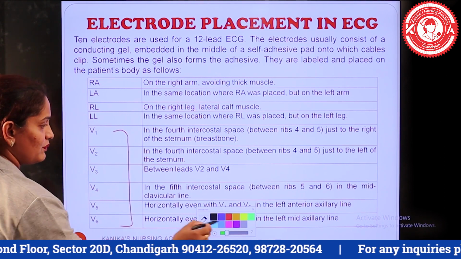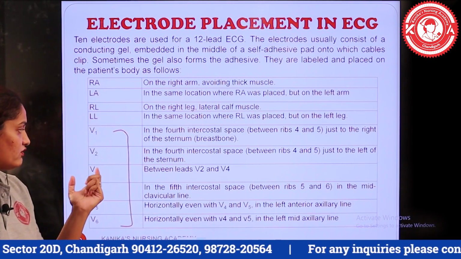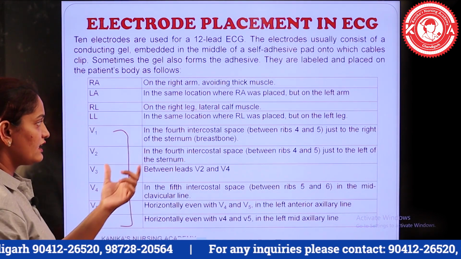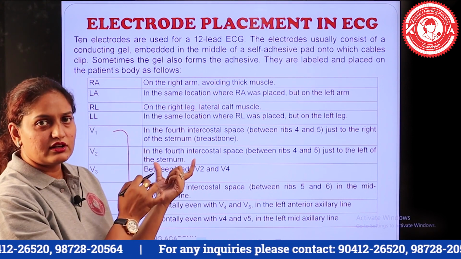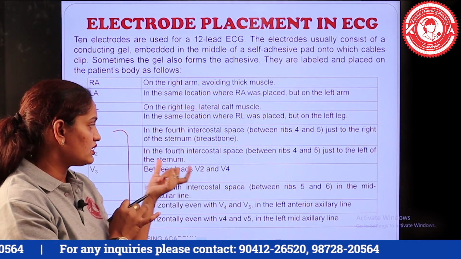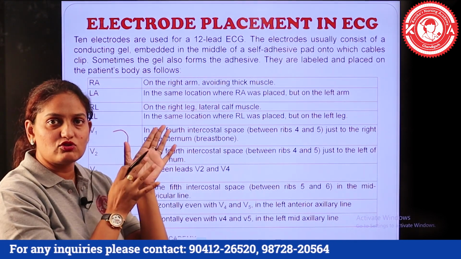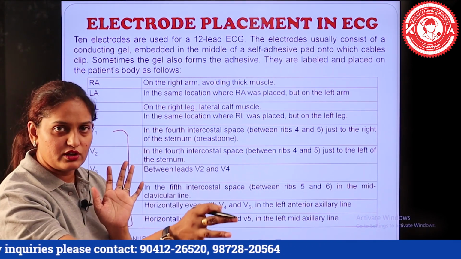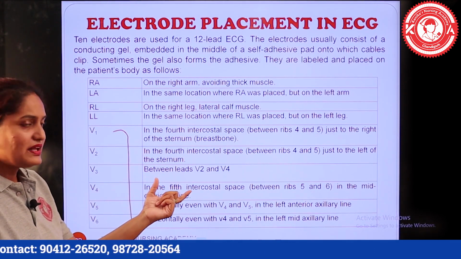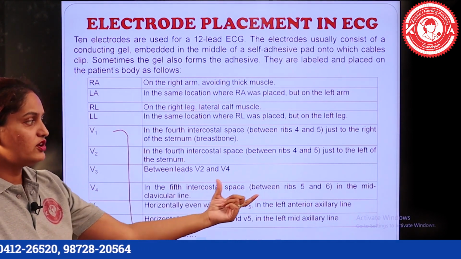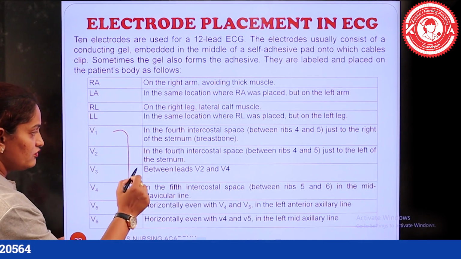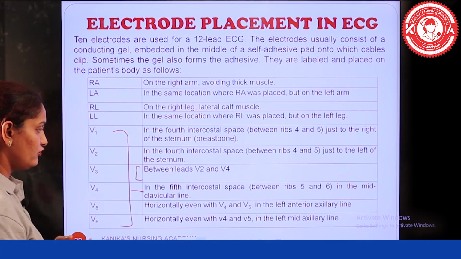There are six electrodes placed on the chest by the name of V1, V2, V3, V4, V5, V6, or they can be C1 to C6. The first electrode on the chest is placed on the fourth intercostal space on the right side of the sternum, and the second is placed on the similar point but on the left side of the sternum. Then before placing V3 we place V4, which is placed at the apex region, found on the fifth intercostal space on the mid clavicular line, and after placing this we place V3 in between V2 and V4.